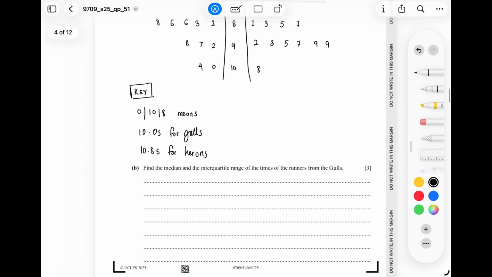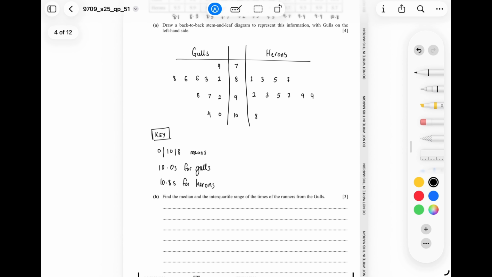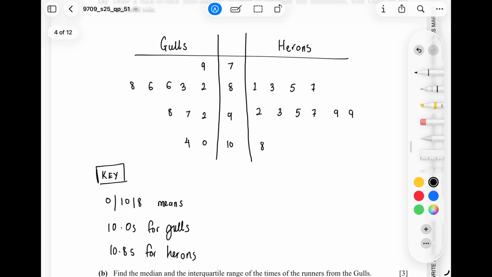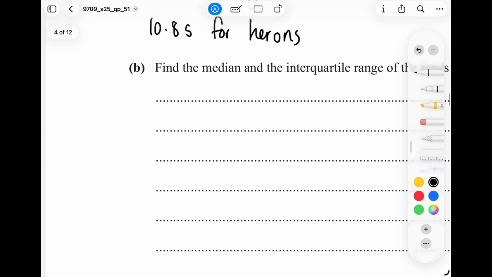Okay, next part. Find the median and interquartile range. This is also very simple for the girls. So they're 11, so since they're 11, we're gonna go to the sixth one. So 1, 2, 3, 4, 5. This is the sixth value, and they're 5 on either side. So the median is literally in the middle because there's 5 here and 5 here. So that's 8.8.